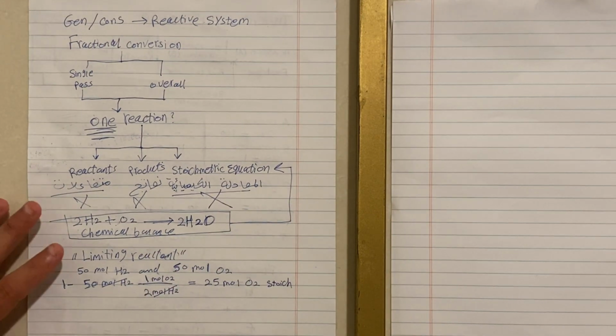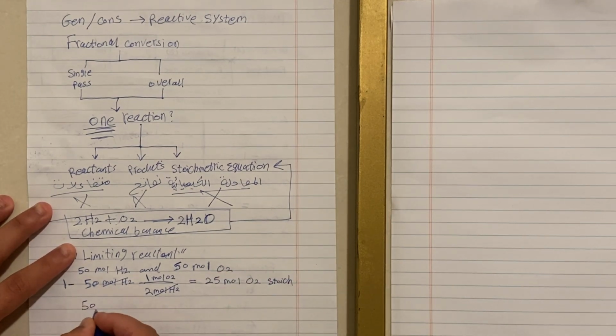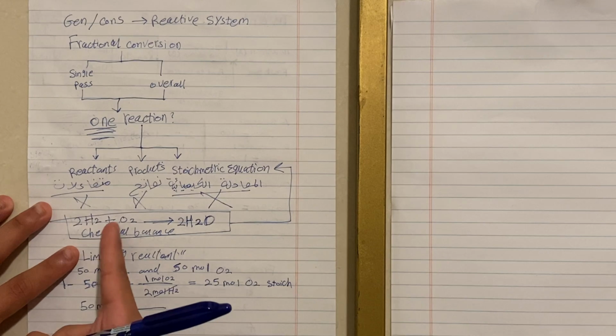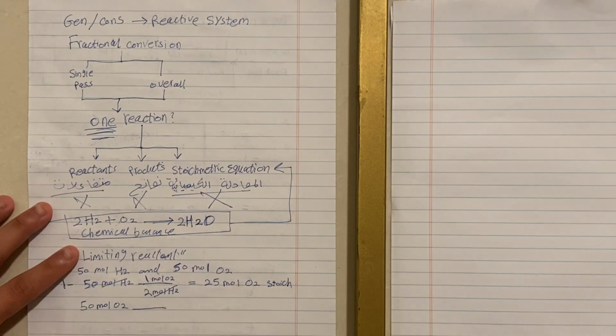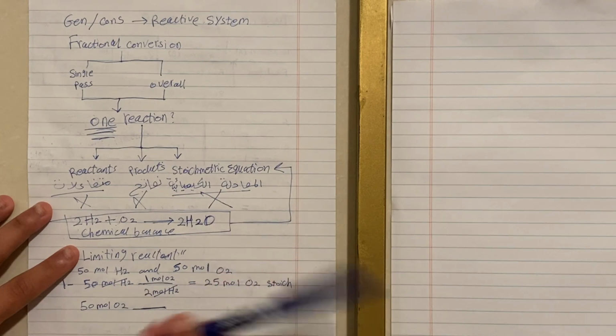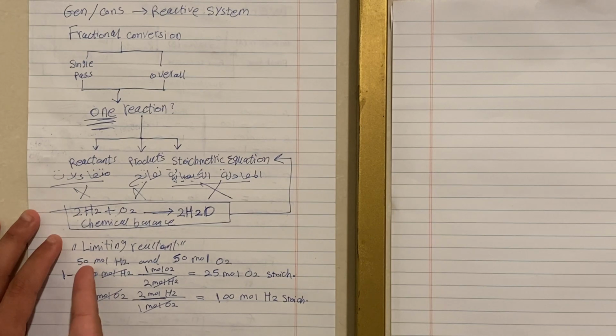Now try to find the stoichiometric amount of H2. You do that by taking the 50 mole O2 and then you convert using the stoichiometric equation. You see the importance of the stoichiometric equation. It has to be right. The selection of the limiting reactant will depend on the stoichiometric equation. 1 mole of O2 is 2 mole of H2. This will cancel O2 with O2, and then you will end up having 100 mole of H2, higher than what we have, which is 50 mole.